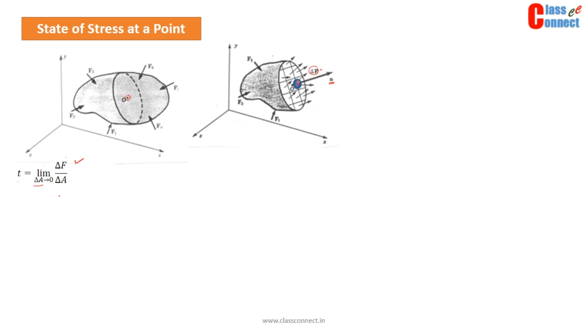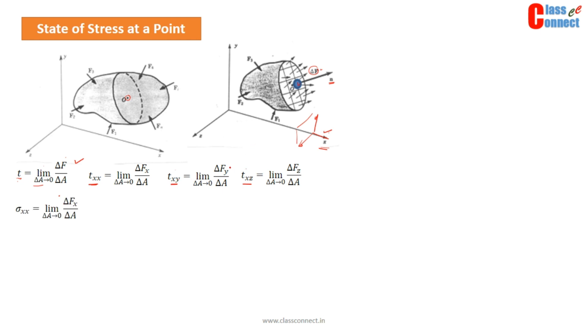So we can resolve this component T, the general stress, into three components because of the three-dimensional nature. They are known as the XX component, XY component and XZ component. It means we are resolving in the X direction, Y direction and Z direction. So this particular component, which is perpendicular to this plane YZ, is known as normal stress, whereas these stresses are known as shear stresses.